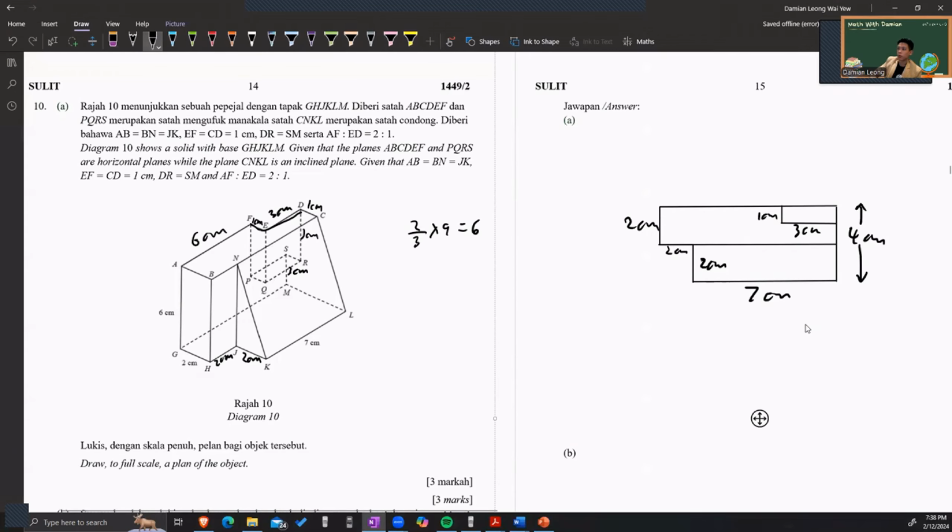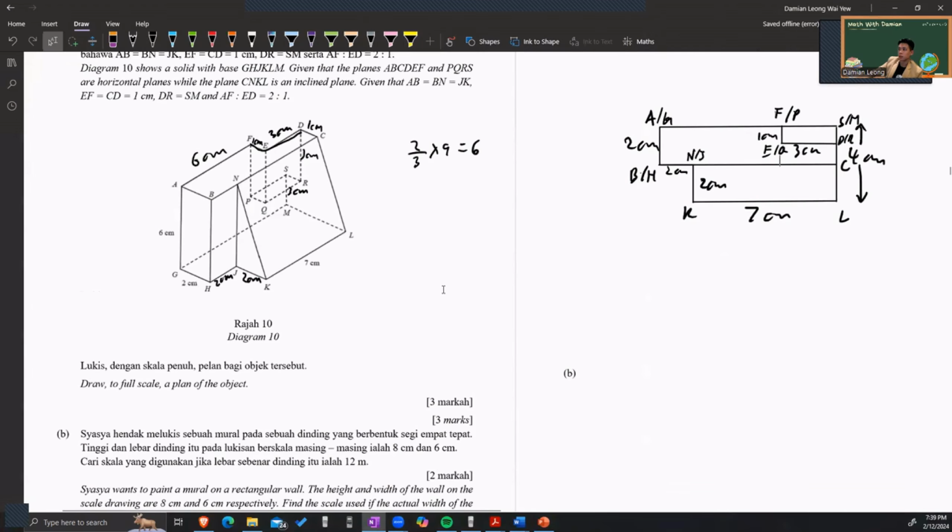So the points that we'll be able to see: A or G, B and H, N and J here, K, L, C here, D, R here, S, M here, F, P here, and E, Q here. Yeah. Okay, make sure all the measurements are correct.